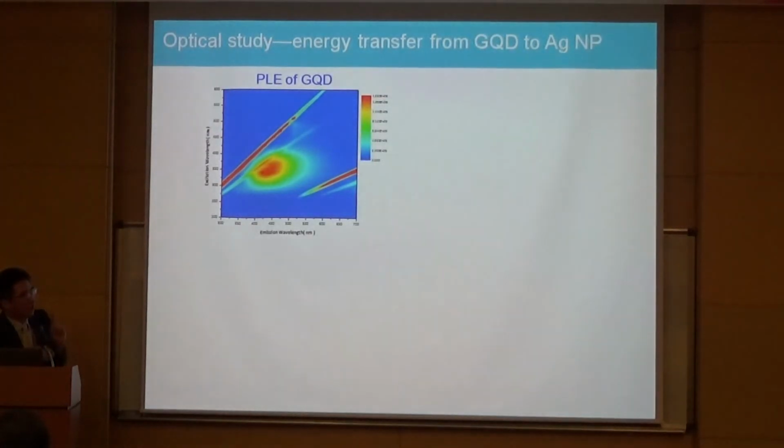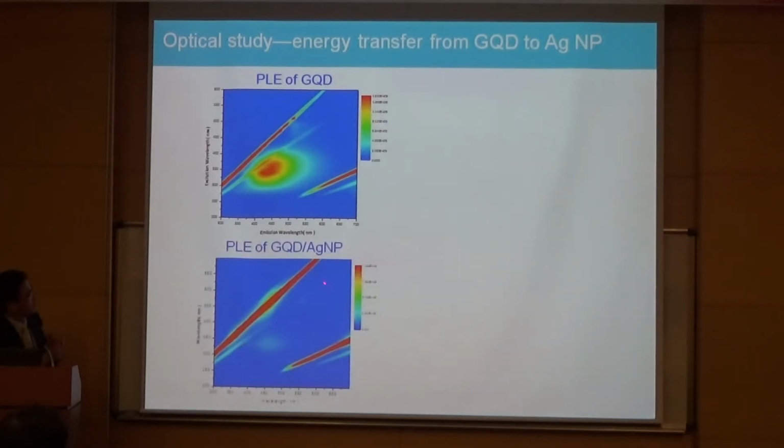And the most interesting property we found from this hybrid is that this is a PLE mapping for blue emission graphene quantum dots, as I showed you, using SDS as a template to synthesize. If we generate a hybrid structure here, you can see the photoluminescence has been quenched by the silver attached. This is a very interesting phenomenon.